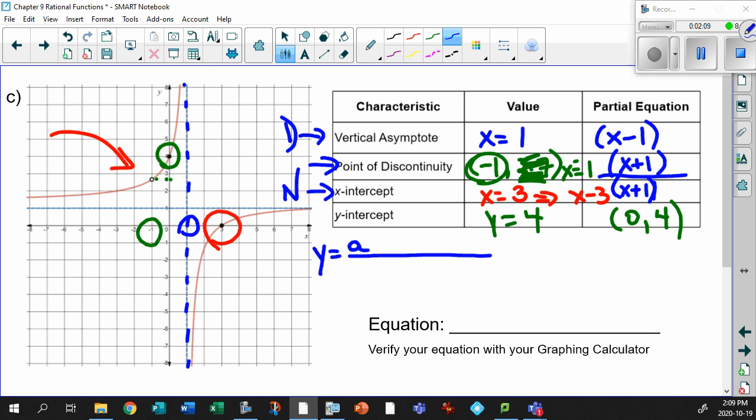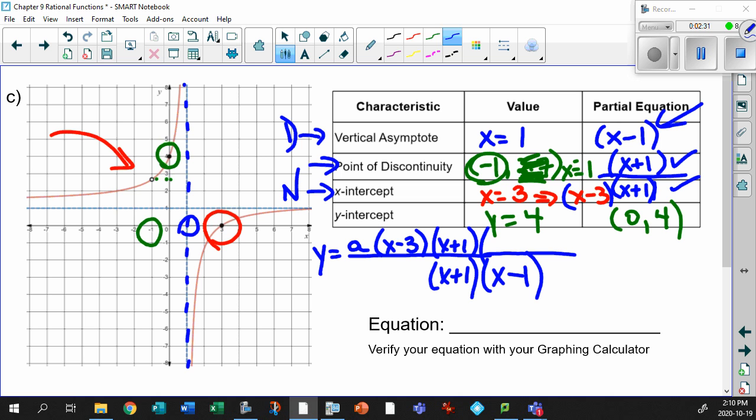So with the x-intercept, of course, we have an x minus 3 value here. We have a point of discontinuity, which is x plus 1 over x plus 1. And finally, we have a vertical asymptote, which we know is going to be at the x minus 1 here, because all vertical asymptotes become non-permissible values, and those are in our denominator. Yay. So the only thing we have to solve for now is this a value right here.